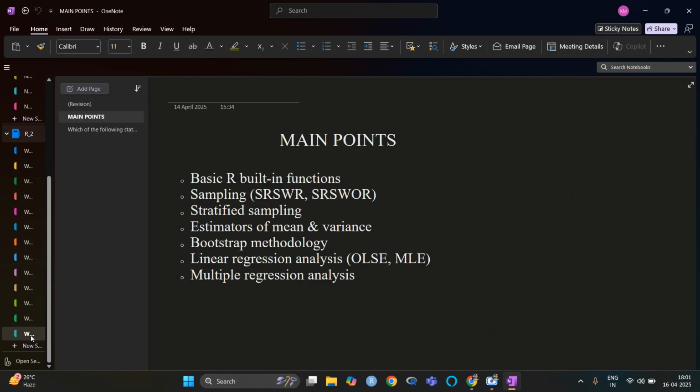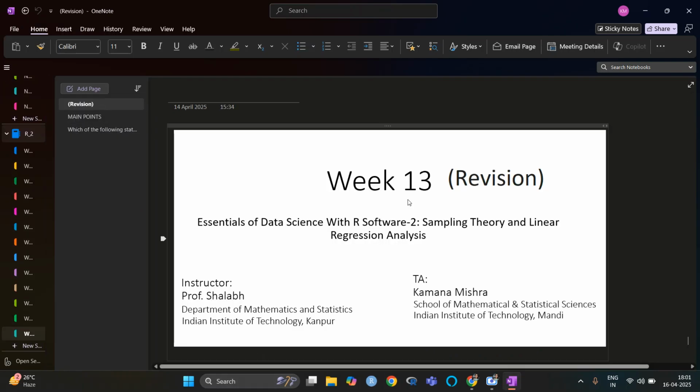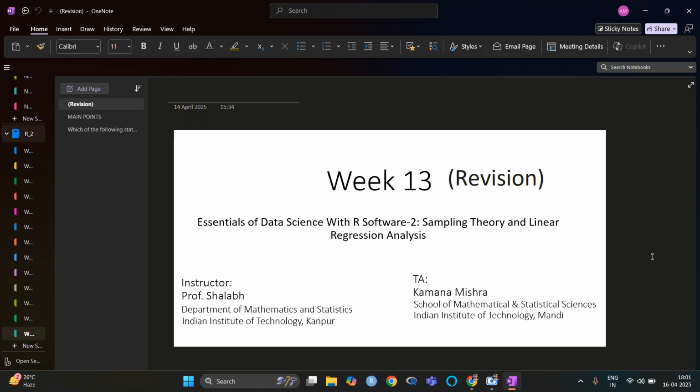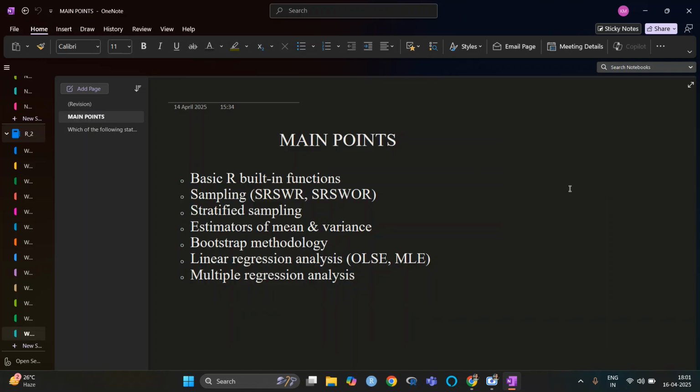So this was regarding the last class. Now this is week 13, and we have the course Essentials of Data Science with R Software, Part 2, Sampling Theory and Linear Regression Analysis. The instructor of this course is Professor Salam, from the Department of Mathematics and Statistics, IIT Kanpur. As I have said, this is the revision class. Till now, whatever we have learned, this class is all about that.